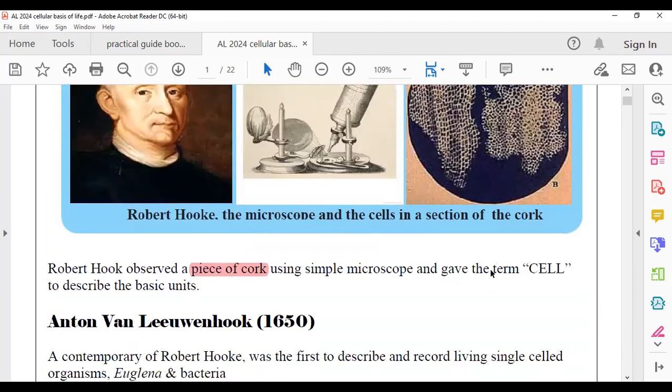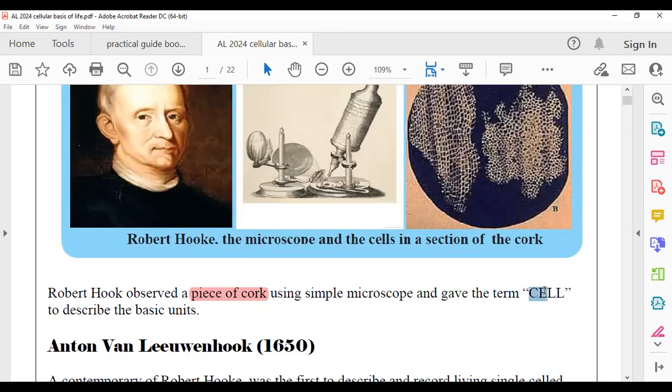Then he concluded, living organisms are made of basic units called, what is it? Cells. Cell in Latin means boxes, cages, like meaning. Nowadays, even in prison, the rooms where the prisoners are living are called by the name, what is it? Cell.